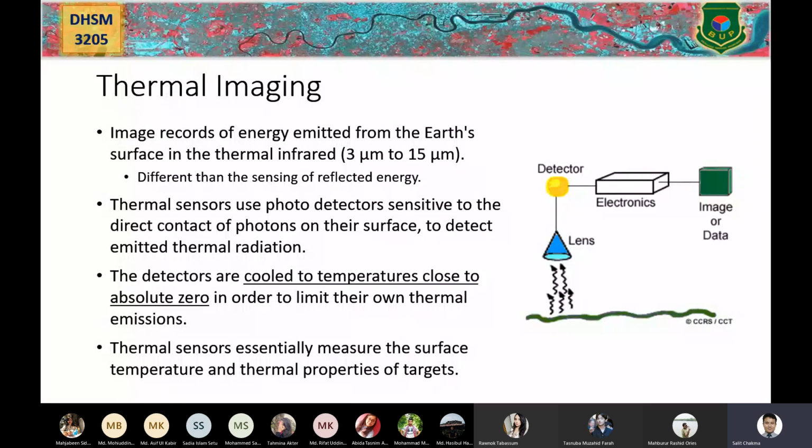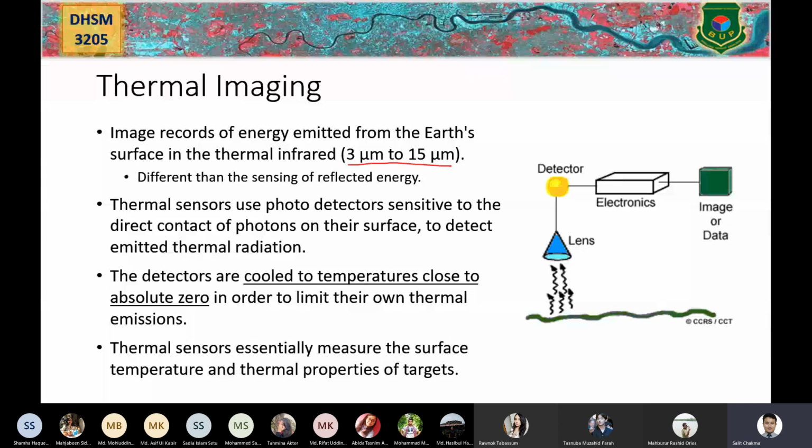All right, so we already know that thermal imaging detects the energy from 3 micrometers to 15 micrometers. And from these 3 micrometers to 15 micrometers, they are again divided into 2 categories. One is from 3 micrometers to 8 micron, and another one is from above 8 to 15 micron in terms of the wavelength.